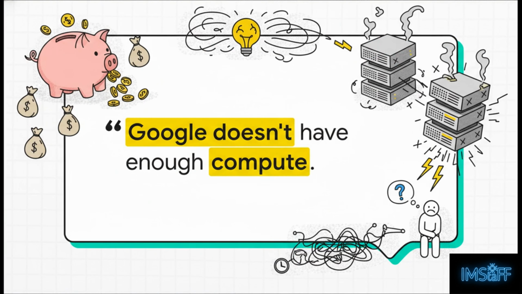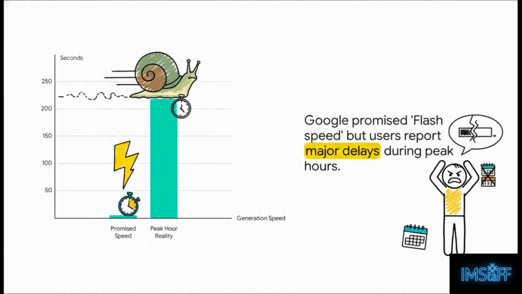And here, we get to the core of the problem. As this user puts it, Google doesn't have enough compute. The software is amazing, but it seems like the hardware, the servers, are just struggling to keep up. I mean, just look at the numbers. Google promised flash speed, right? 4 to 6 seconds per image. But what are users getting at peak times? 100, sometimes 180 seconds. That's a 3-minute wait. That's not flash speed, that's dial-up speed.